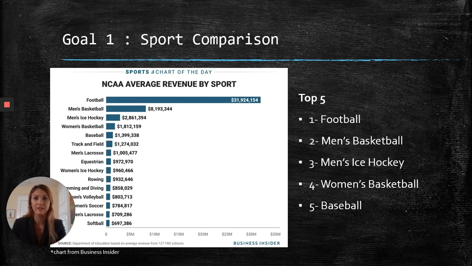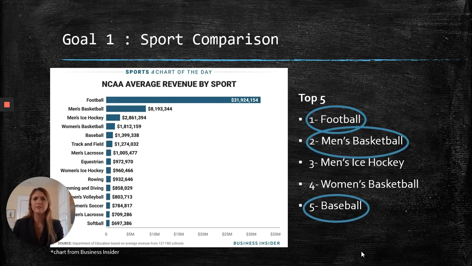In fact, it's significantly higher than the rest. Men's basketball, men's ice hockey, women's basketball, and baseball. And this is not a chart I created. This chart is from Business Insider. And so after looking at these 5 sports, I decided to go with football, men's basketball, and baseball.